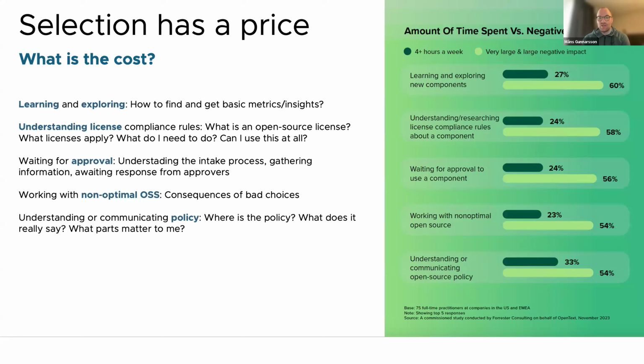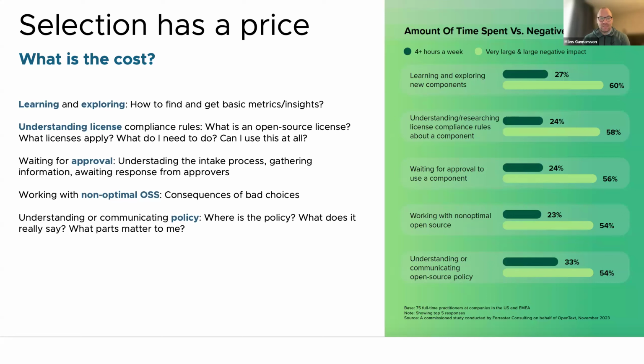We will focus on the top activities that were discovered, according to the study, to have a very large or a large negative impact. You can see that 60%, the top one, is learning and exploring new components. Here the problem is, how do you find and use basic metrics or insights about a project or component? Next, at 58%, is understanding or researching license compliance rules about a component. This also covers things like, what is an open source license? What licenses apply here? What do I need to do as a developer? Am I even allowed to use this?